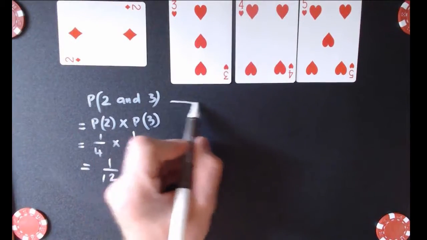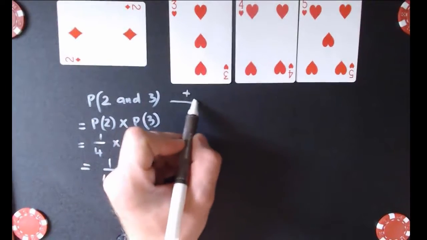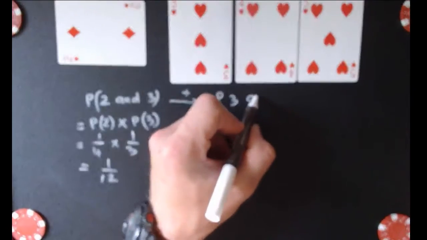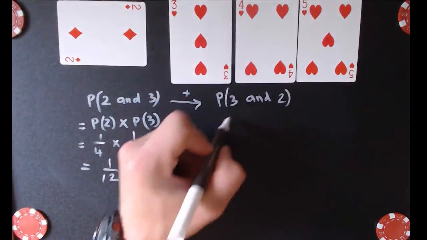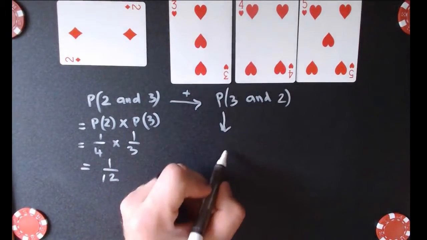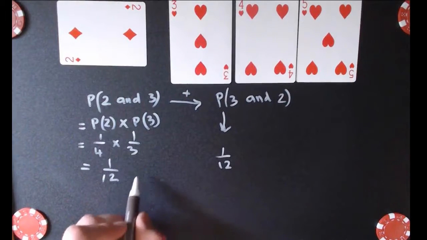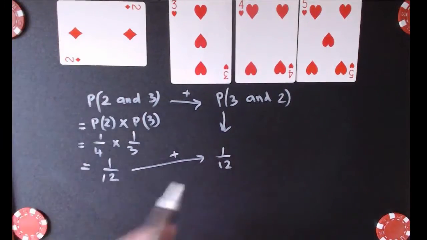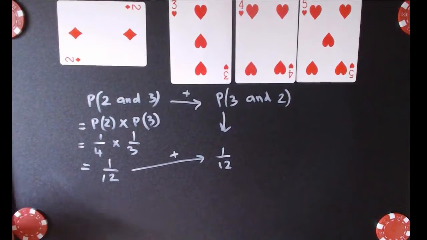And on the other side, I also have the other option where I have the probability of the 3 and 2. And this gives me exactly the same thing where I get 1 on 12. So I add the two together. And the reason that we add them here, I'll show you in just a minute. This is part of the OR probability.